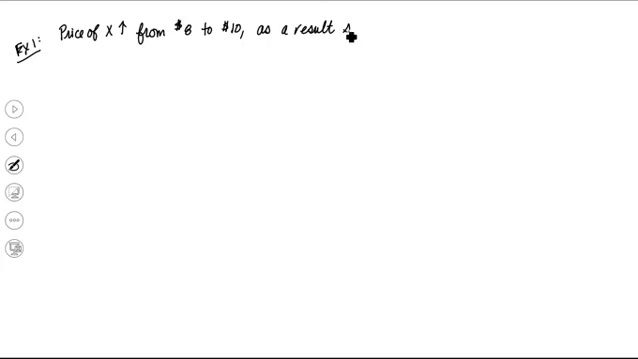The simplest kind of problem, well, the second simplest kind of problem, is where I just give you data. So let's say that the price of X increases from $8 to $10, and as a result, sales fall from 50 to 38 units per day. And we want to find the elasticity of demand.